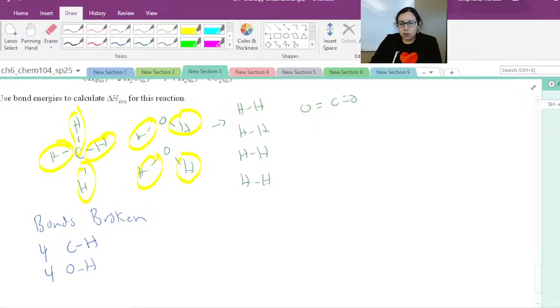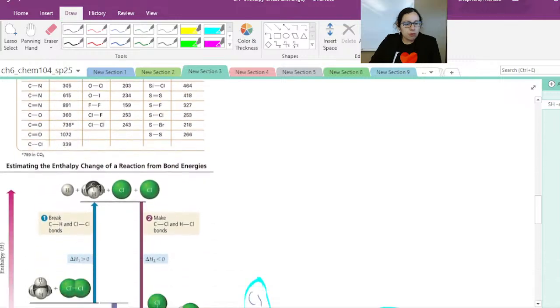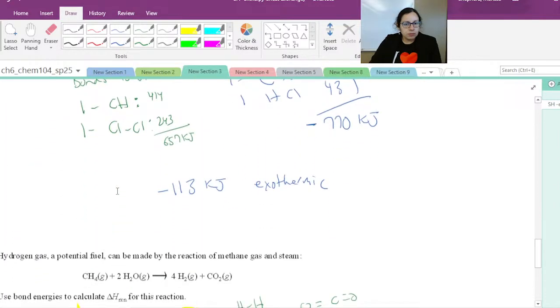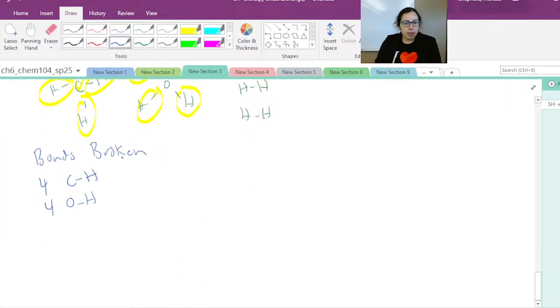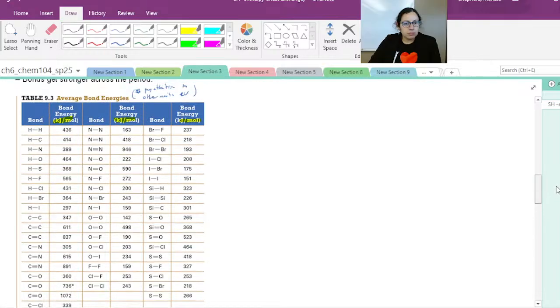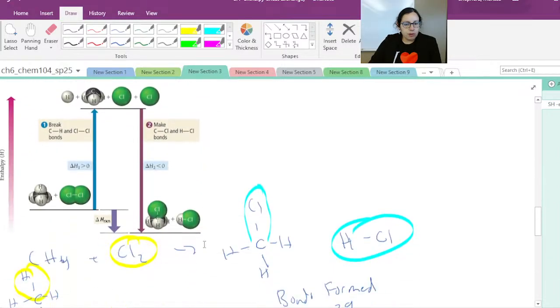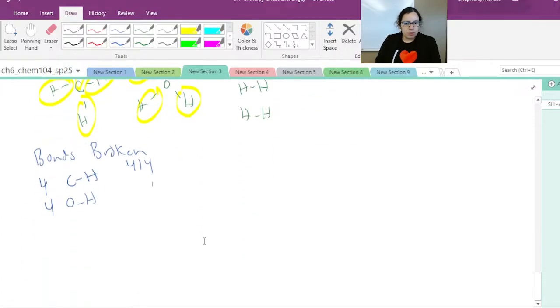And so let's just get those values. So CH, 414. And then OH is 464. And then, of course, times 4 times 4. So this is, again, where you have to account for how many of each bond.